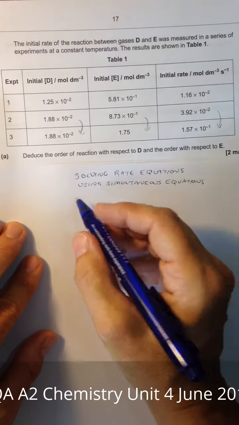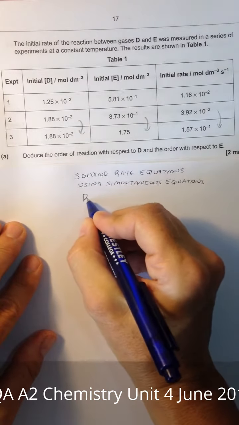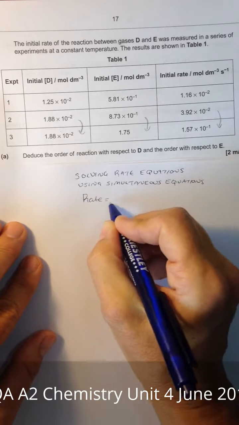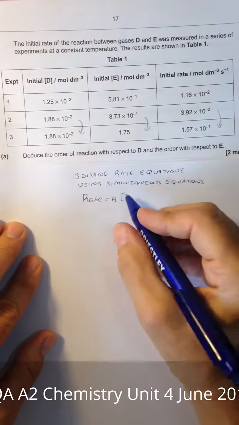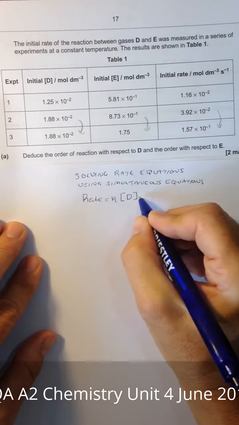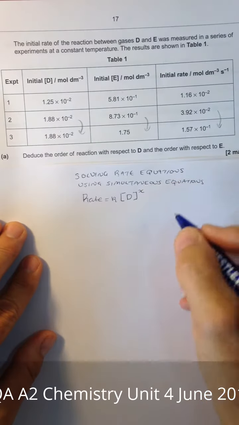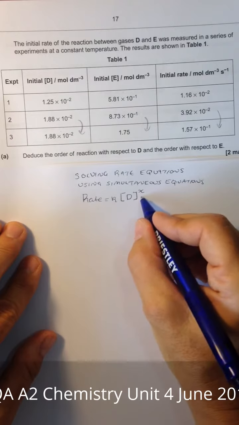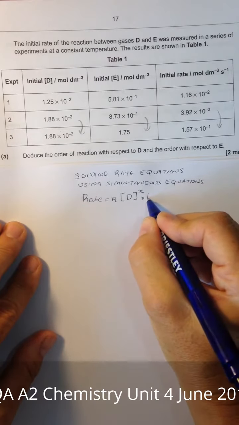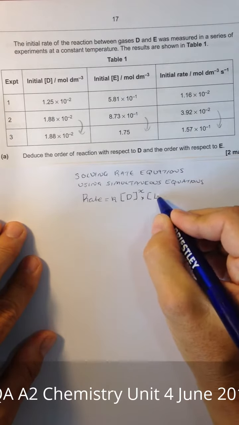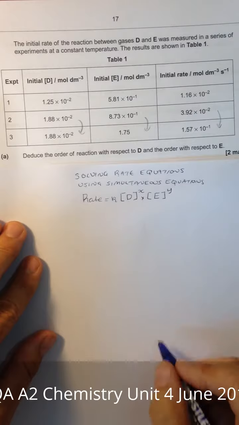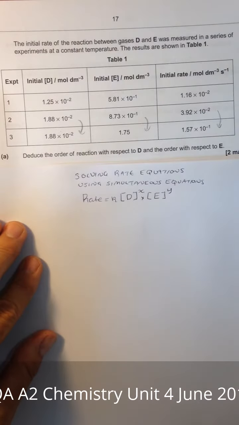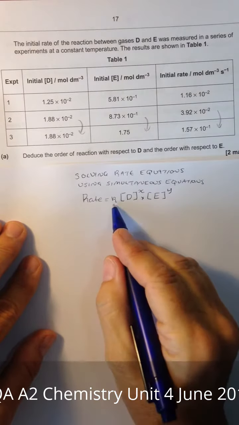So if we write a general rate equation for this reaction, we can see that the rate is equal to the rate constant multiplied by the concentration of reactant D, and we'll raise that to the power x. That's what we're trying to find, the order with respect to D, multiplied by the concentration of E, and we still don't know the order of reaction with respect to E, so we'll give that a value y.